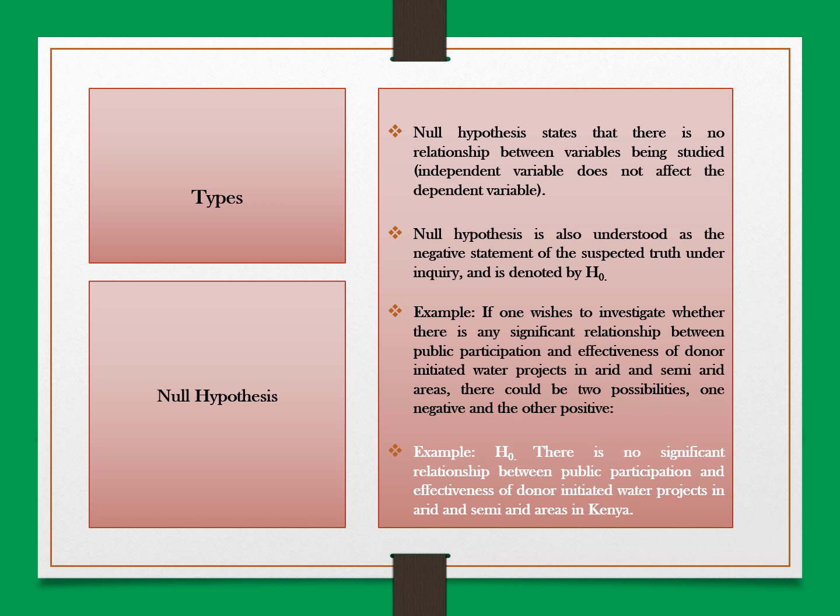An example: if one wishes to investigate whether there is any significant relationship between public participation and effectiveness of donor-initiated water projects in arid and semi-arid areas, there could be two possibilities, one negative and the other positive. An example here would be, there is no significant relationship between public participation and effectiveness of donor-initiated water projects in arid and semi-arid areas in Kenya.